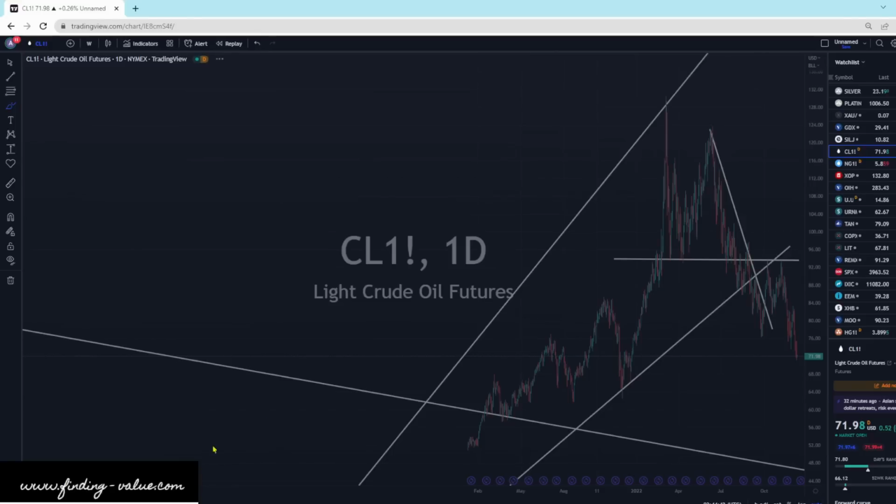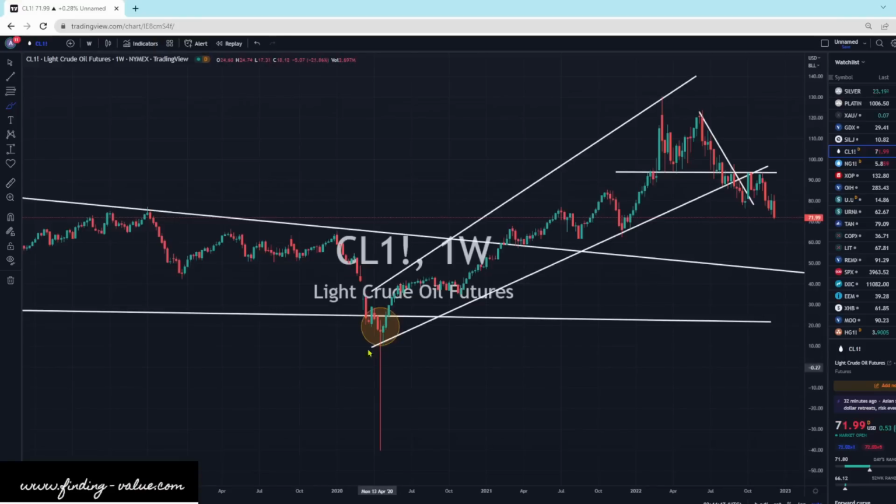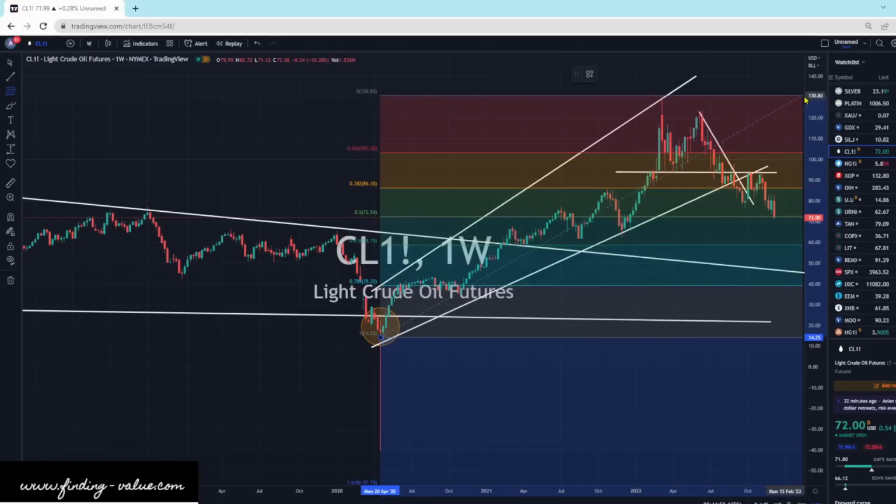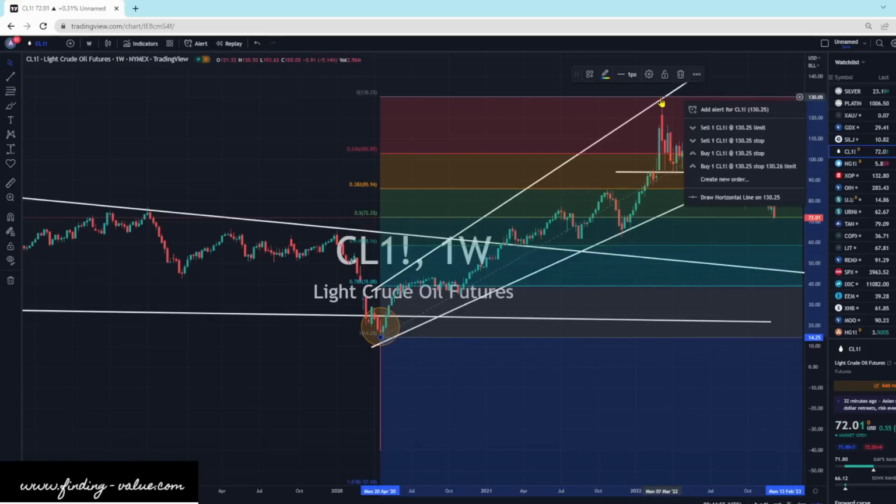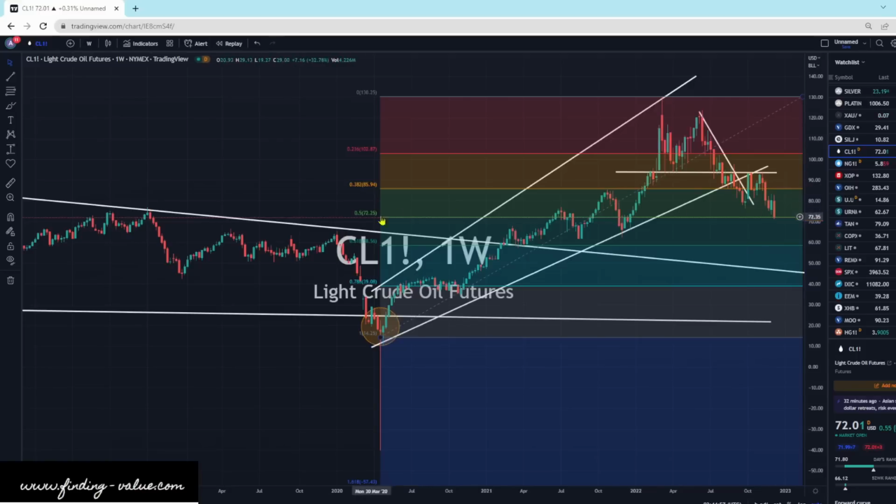But the fib retracement on this is tough, because oil traded to zero on a fluke. So what I'm going to do is take the bottom here and do it from there. If I were to take it and go up here, there's your peak. We are at the 0.5 level.